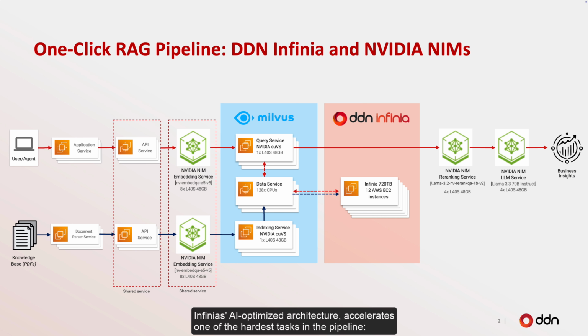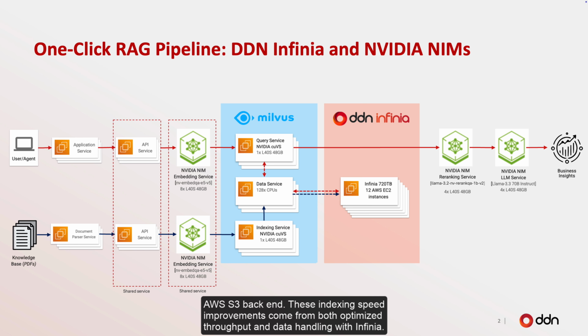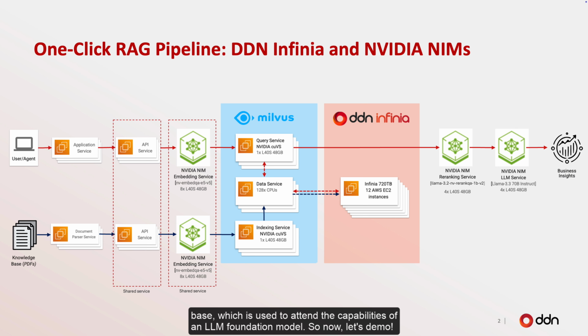Infinia's AI-optimized architecture accelerates one of the hardest tasks in the pipeline, NVIDIA GPU indexing, by up to 3.3x over that of an AWS S3 backend. These indexing speed improvements come from both optimized throughput and data handling with Infinia. As we'll show, this solution supports an easy-to-use workflow and tools to create a custom knowledge base, which is used to extend the capabilities of an LLM foundation model.